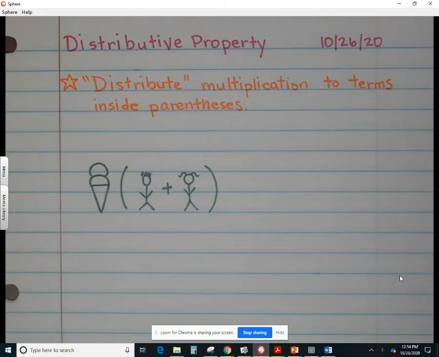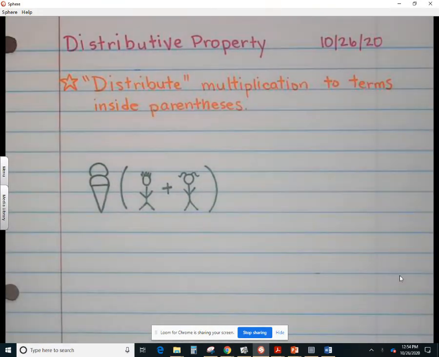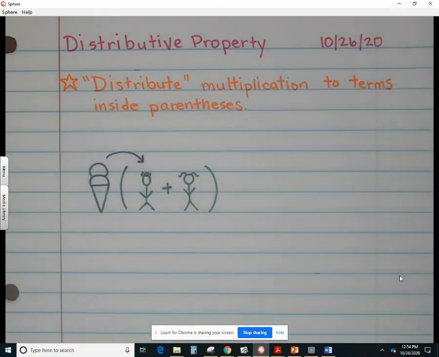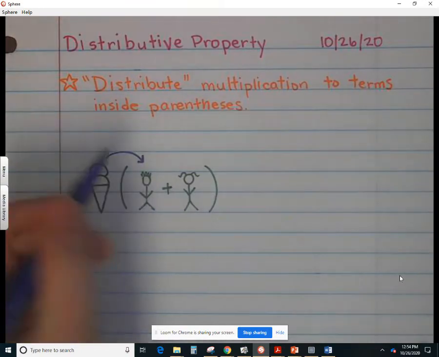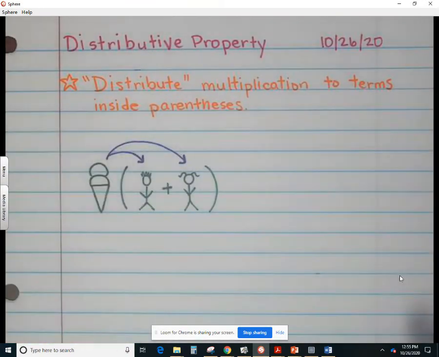And terms just means the numbers or variables inside the parentheses. So a real world example to help you understand this is if a boy and a girl go to an ice cream shop together, you would not want to just give ice cream to the boy. That would make the girl very unhappy. Same thing, if you gave ice cream just to the girl, the boy would be unhappy. So the ice cream has to be distributed to both of them.